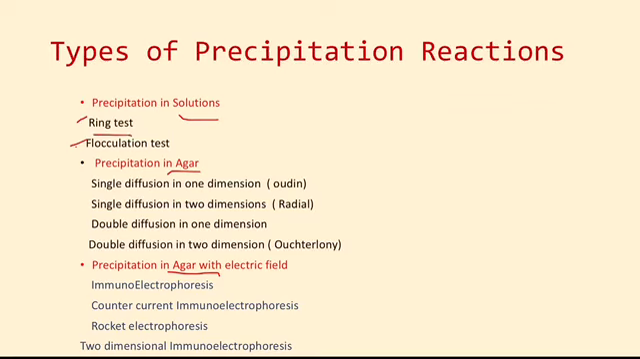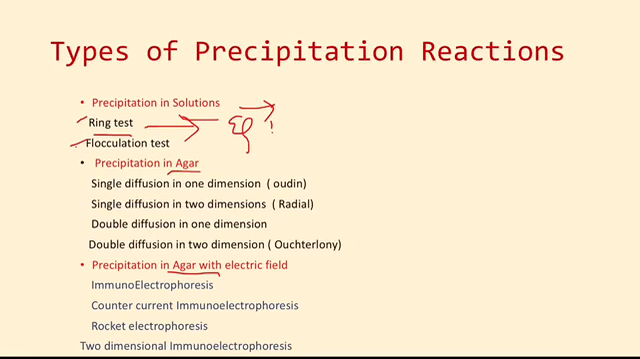So, the first one is the ring test. This is an example of a precipitation reaction that could be carried out in solutions. The ring test is the simplest form of a precipitation test. In this ring test, a layer of antigen solution is placed over a column of antiserum in a tube, and the precipitate forms at the junction of the 2 liquids.